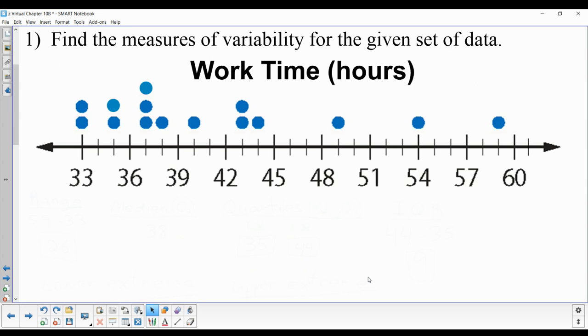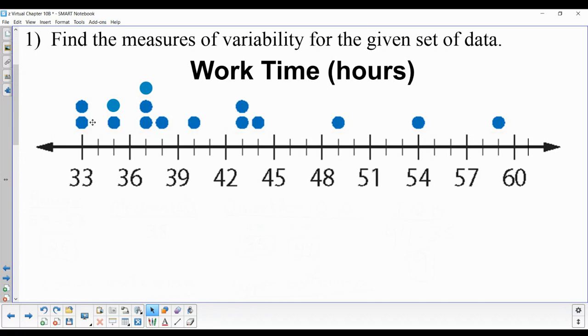In this video, we're going to go over making a box and whisker plot. Now, to make a box and whisker plot, you first have to be able to find most of the measures of variability. So we're going to start by quickly going over the measures of variability. For a more detailed explanation of the measures of variability, you can watch some of the previous videos.